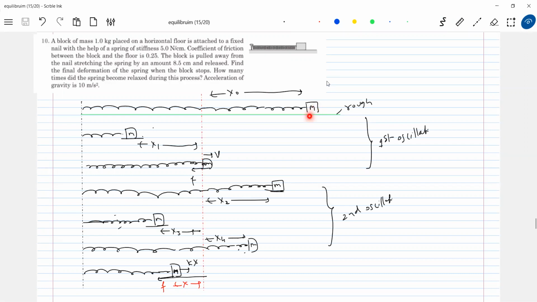From this position to this position, the block will go. This is one oscillation, then this is the second oscillation. So what happened to the decrease in energy? It will be the same. Sir, how come? How come here x1, x2, x3, x4 are different?